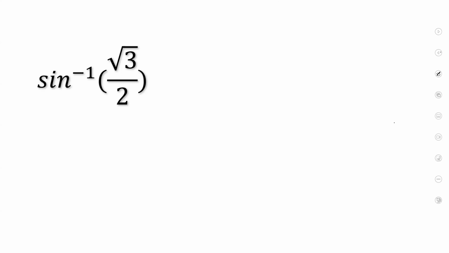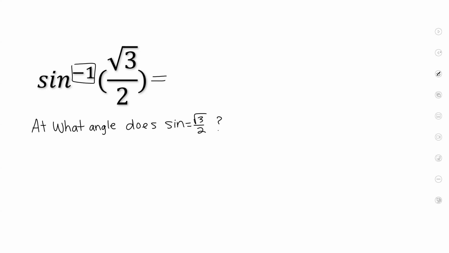All right, here's your first problem. What is the answer? This is what you should be asking yourself. Whenever you see the inverse of sine, you should be asking, at what angle does sine equal square root of 3 over 2? Where is it? Pi over what? 3, pi over 3. Next one.